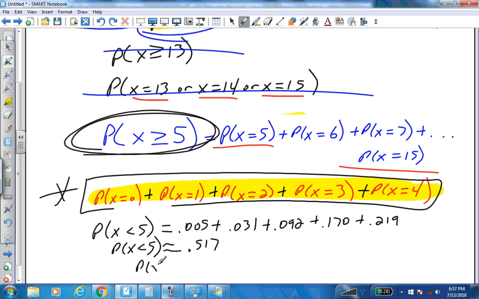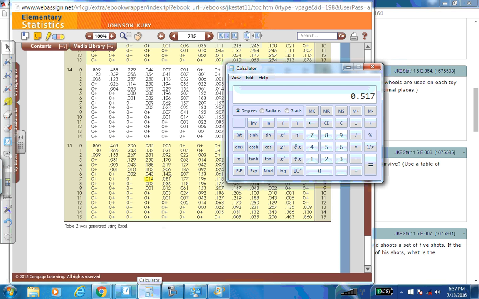So the probability of having 5 or more, that's the complement. That's everything else. So 1 minus 0.517, or 0.483. Now this wasn't a huge deal since we had a table. We could have just taken the values from 5 on up, 5 up to 15, added those together.